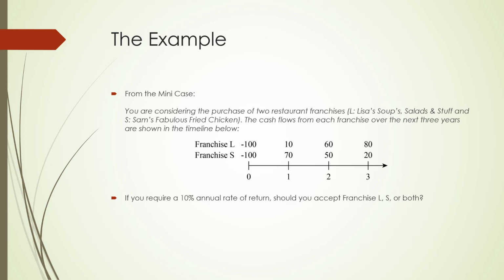Now, in the mini case, they say that you just graduated from an MBA program and you're thinking about investing in two franchises. You have franchise L, which is Lisa's Soups and Salads and stuff, and franchise S, which is Sam's Fabulous Fried Chicken. And they give us the cash flows from each franchise, as you can see on the timeline that I've presented here. Now, a key thing to note, which will become important later on, is that franchise L starts out slow with low cash flows and they get bigger over time, whereas franchise S starts out with big cash flows and they tend to get smaller over time.